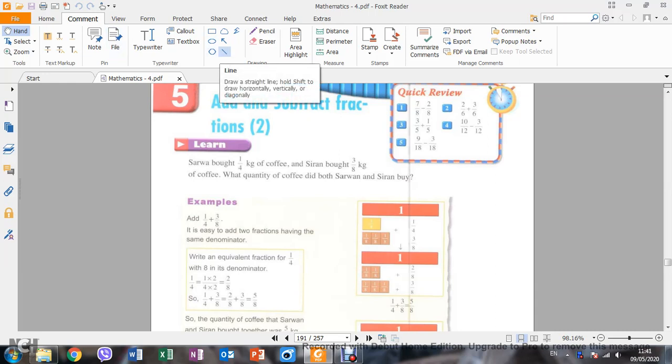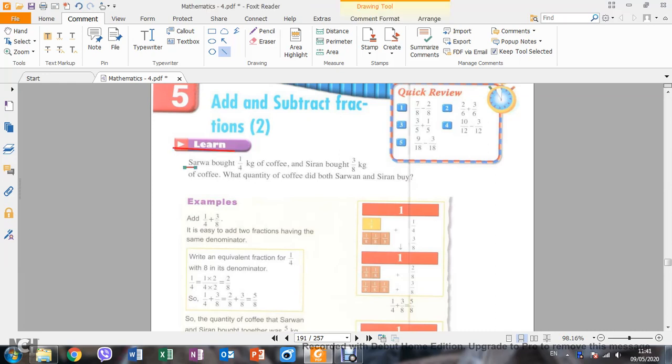Look, this one, learning. Sarwan bought 1/4 kilogram of coffee and Sirwan bought 3/8 kilogram of coffee. What quantity of coffee did both Sarwan and Sirwan buy? So what does this mean? We should add them, okay? 1/4 plus 3/8. We add because it's one quantity.